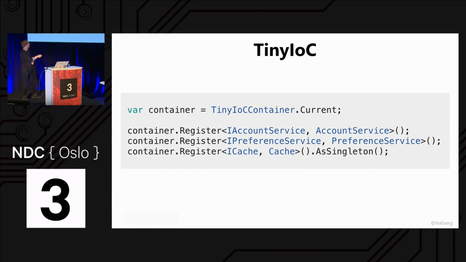And what's cool here is that maybe the account service takes a preference service that takes a cache. And what happens when I ask this container to give me an IAccountService, it'll just automatically create the instances for all these different types. So it's just simple inversion of control. Right? So this makes it a lot easier.